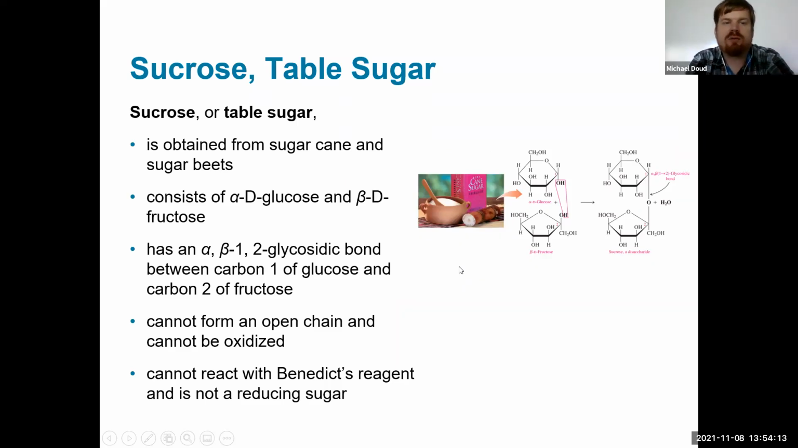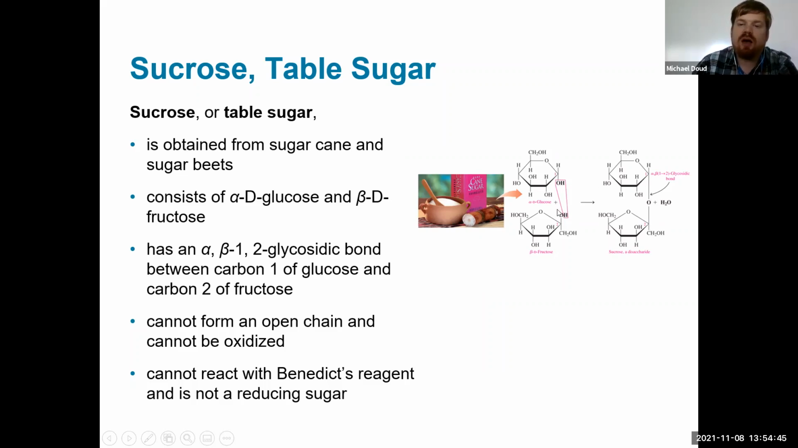Okay, the last disaccharide that we're going to really worry about here is sucrose. And sucrose is an alpha-beta linkage, actually. You have alpha D-glucose and beta D-fructose. So it's actually an alpha beta 1,2 glycosidic bond. That recognizes that we have the alpha form of glucose and the beta form of fructose, and they're going to form a glycosidic bond. Again, that's just where you have oxygen connecting the two units.